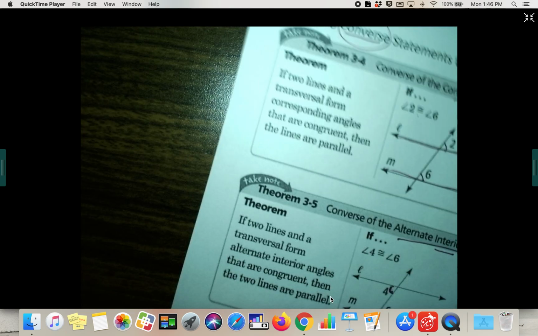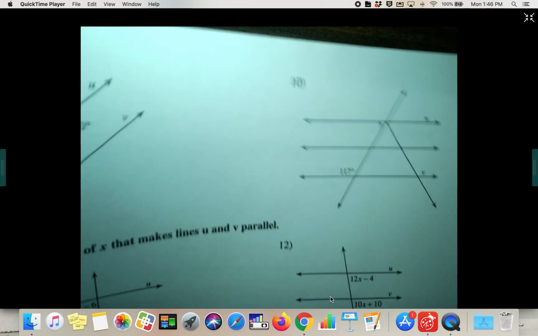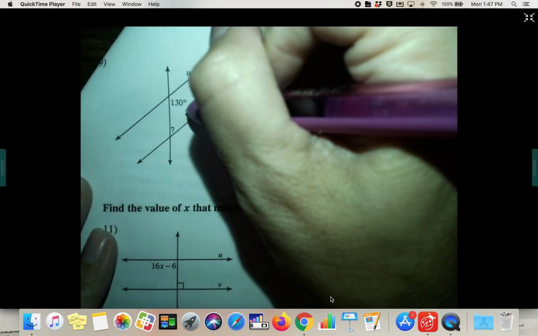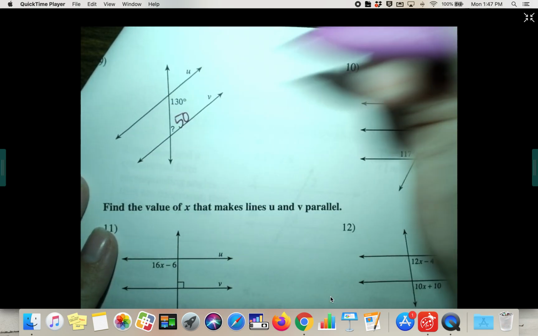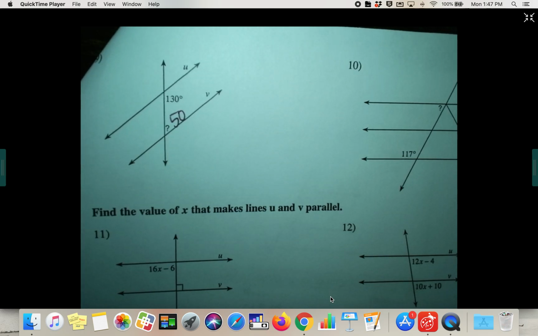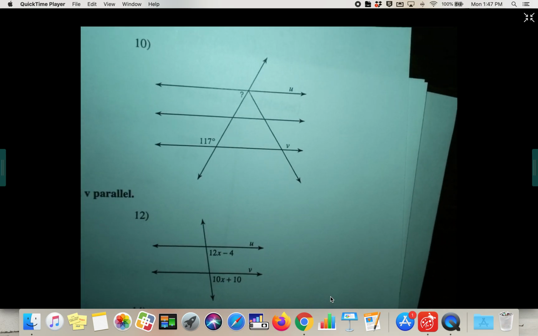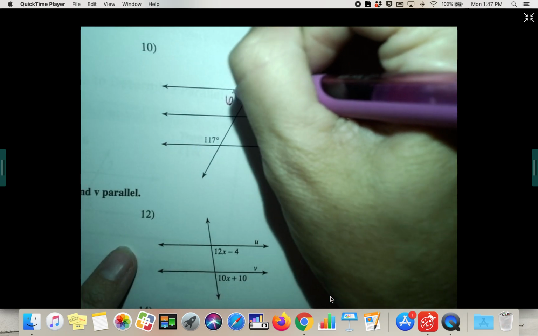Okay, last page. Last page, 9 and 10 are just a continuation of the previous page. So this one would be 50 because they are same side interior. Number 10 would be not 117. It would be whatever 117 from 180 is, which I believe is 63.